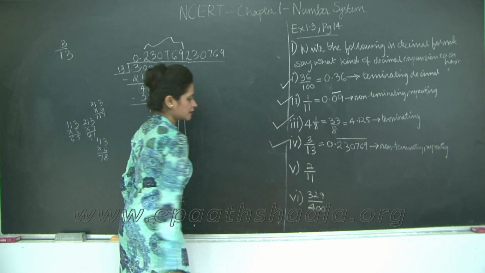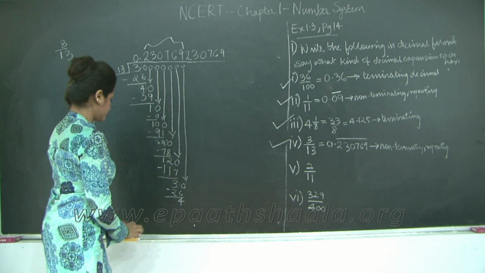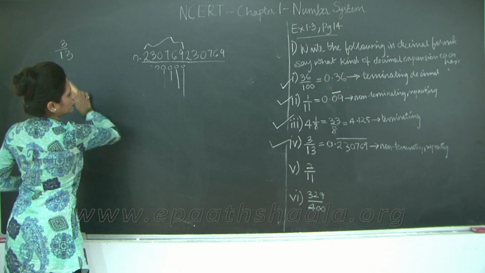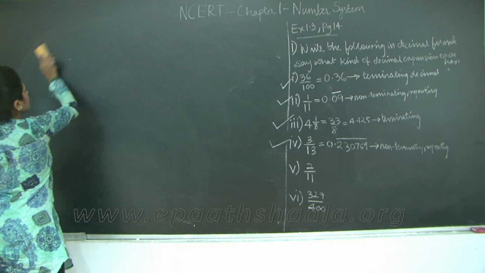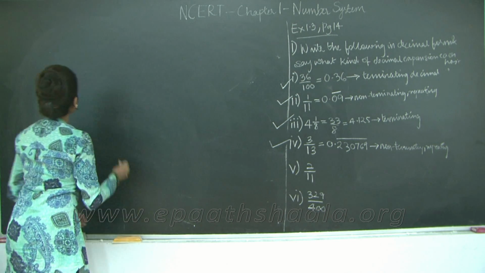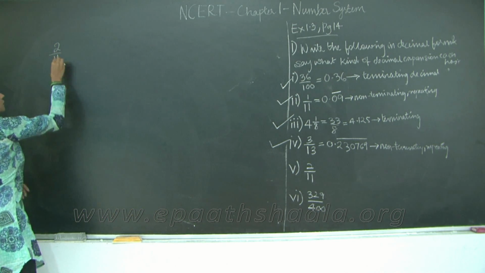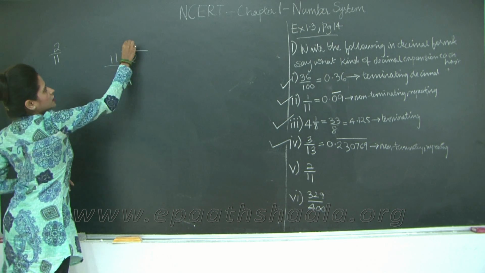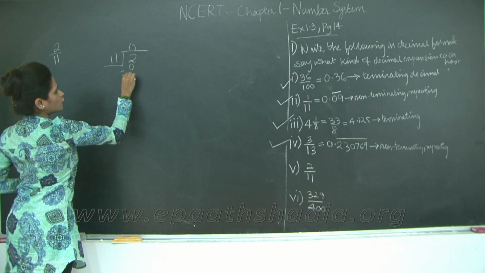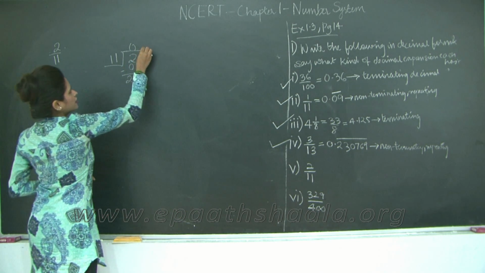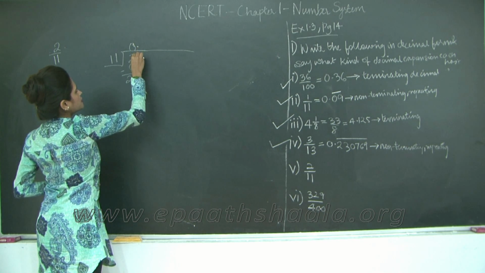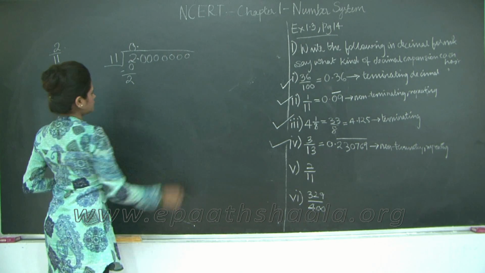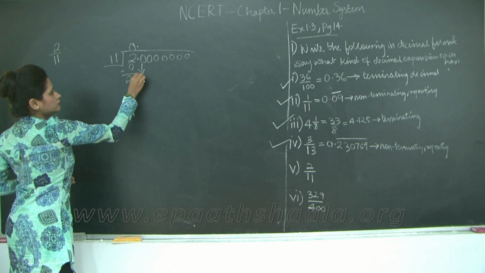So I'll tick this. Let's go ahead and solve 2 upon 11. So 2 is my dividend, it goes inside, and 11. So 11 zeros are 0 because 11 can't divide 2. I put a decimal point in my quotient as well as in my dividend, and I add a couple of zeros to my dividend. And now I bring down this 0.